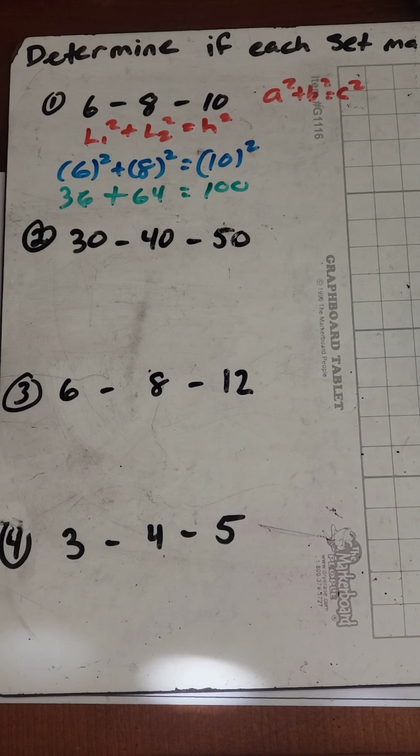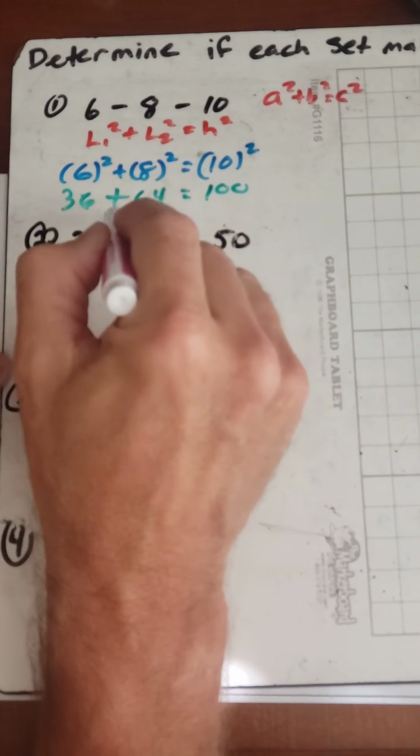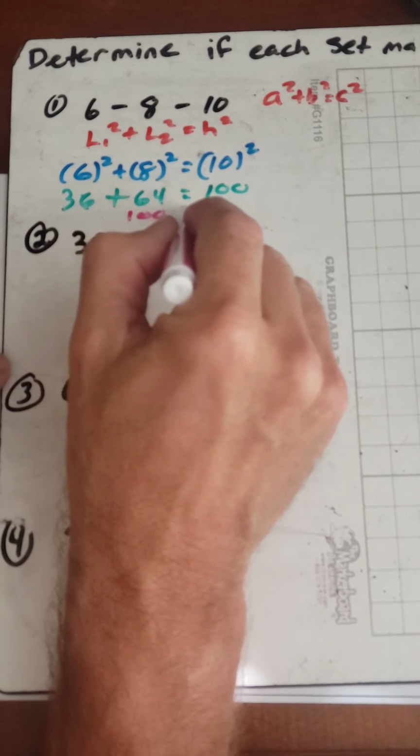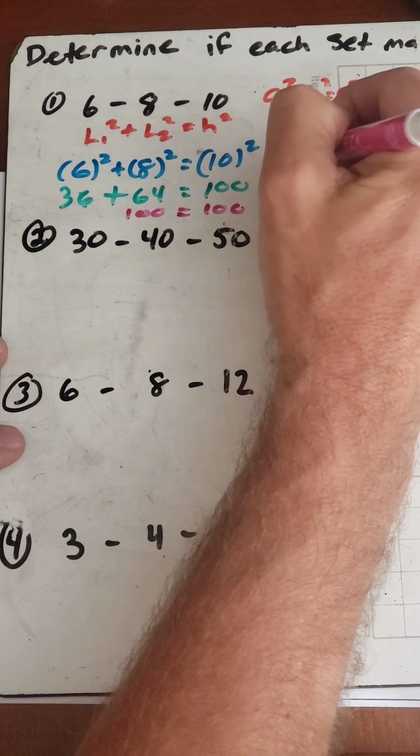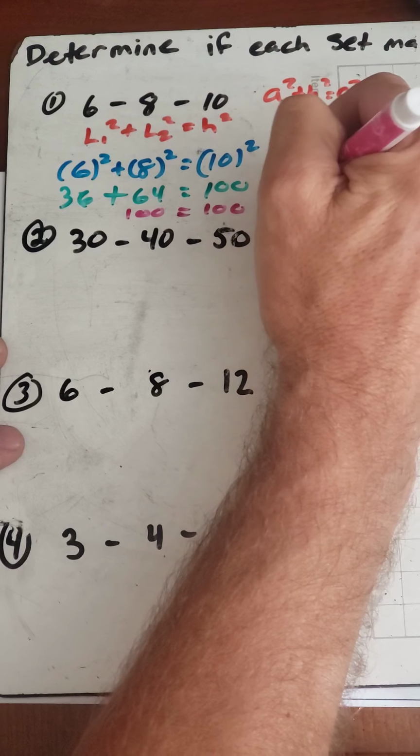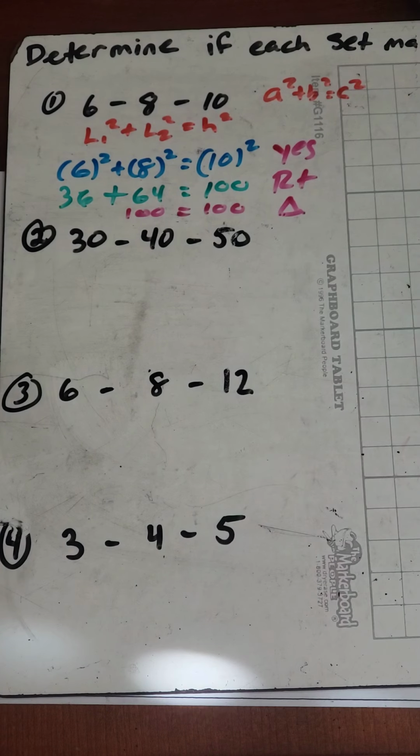And we see then that 36 plus 64 is equal to 100. So 100 equals 100. What does that mean? Yes, it's a right triangle. Okay, that's what it means. If the left side is equal to the right side, it doesn't have to equal 100, the left side has to equal the right side, then it's a right triangle.